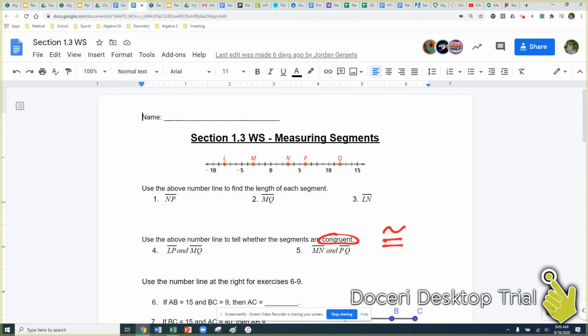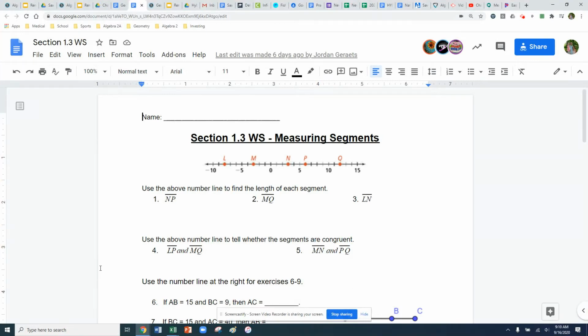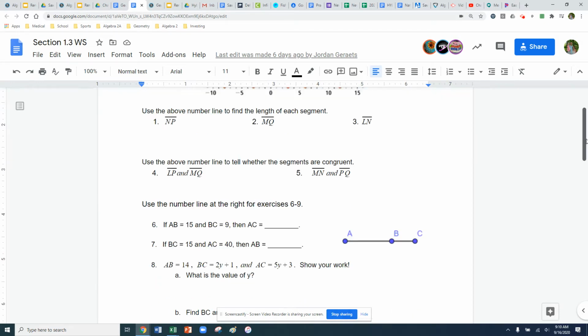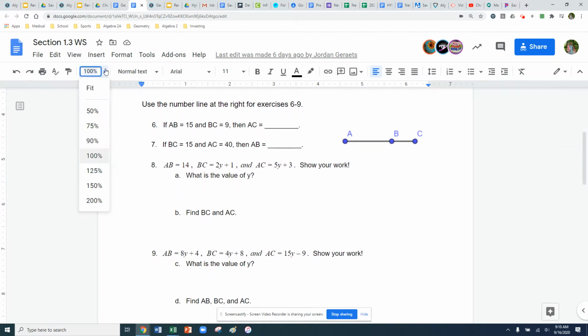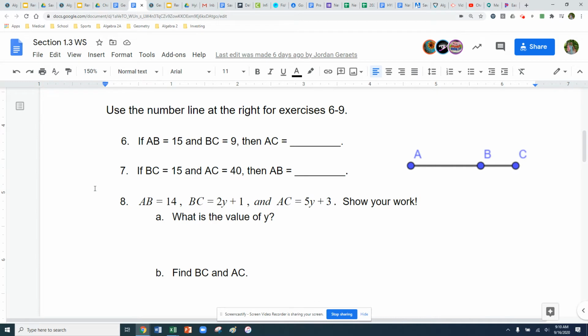So two learning targets that we see in section 1.3 are finding missing measurements of segments using the segment addition postulate, and then also finding segment lengths using what's called the midpoint. So the midpoint of a segment. So we're going to look at those two things. I'm going to do number 8. We'll do number 8 together. Actually, we'll do 6 and 7 together because those are pretty basic. And then we'll do number 10 together. So if you want to follow along on your own, you can. Otherwise, you can go back and work on those in a little bit.